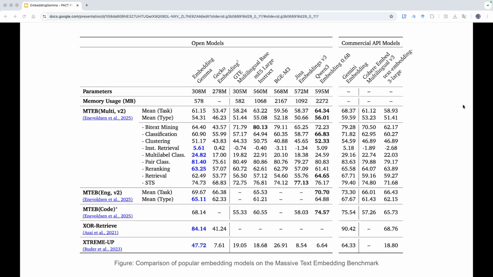So these are the results of this Embedding Gemma model. There are various things happening here, but specifically for English, multilingual and code, it performs really well compared to other open weight models, with respect to its size as well. That also depends. Do you want some time to take a look, or do you have any questions?